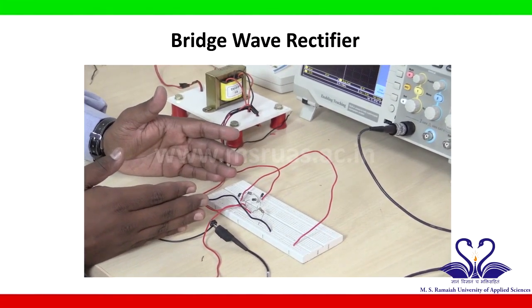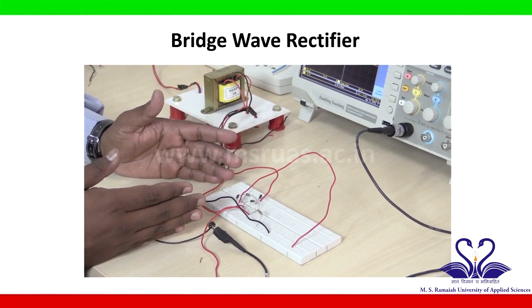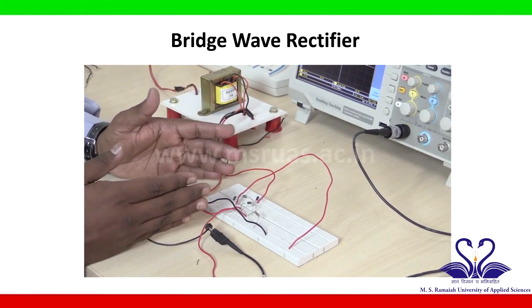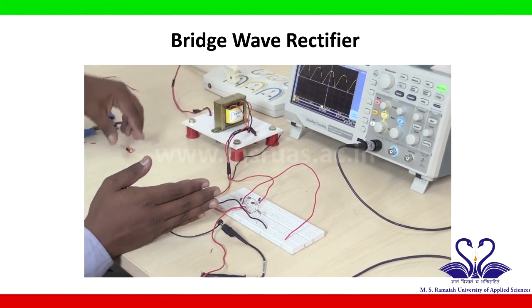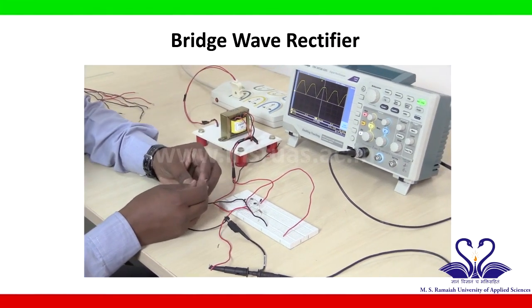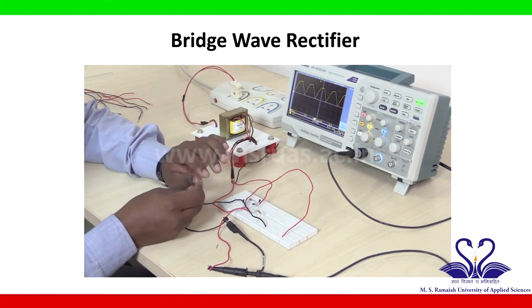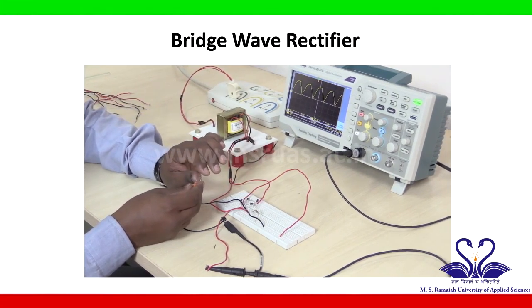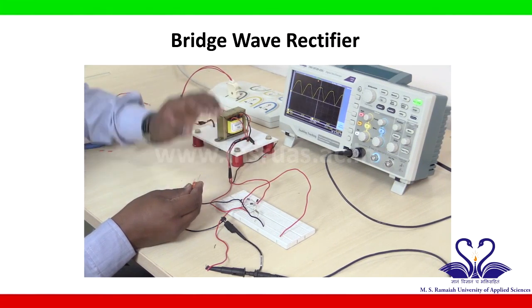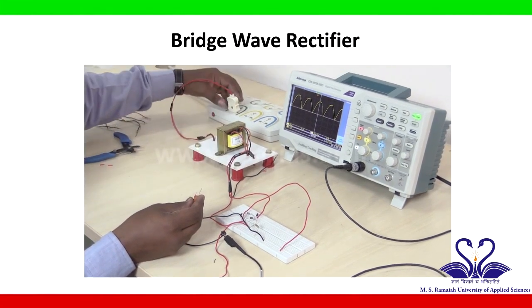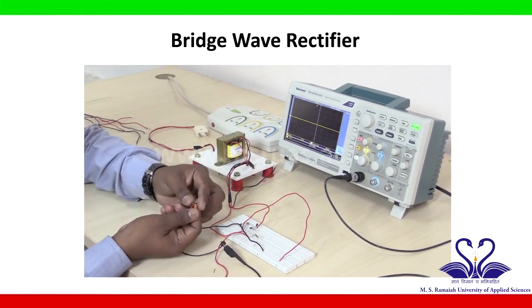If you see the circuit connection of a bridge wave rectifier with capacitor filter, both circuits are similar except there is a capacitor connected in a filter circuit. So I will modify this circuit connection to a bridge wave rectifier with C filter. Before connecting a capacitor, turn off the main supply, and this is a capacitor.